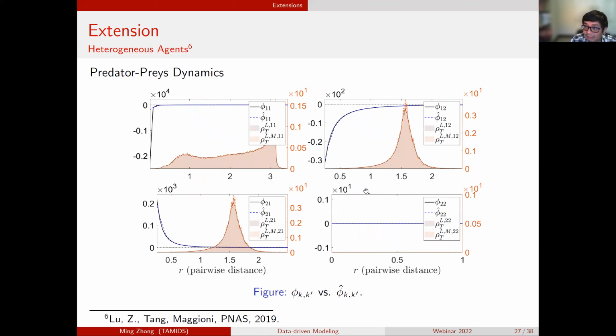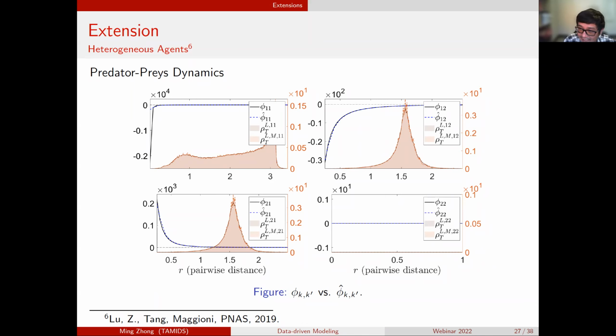Okay, and because we have two different types, we have a total of 2 squared different interaction laws to learn. So we have this prey-on-prey interaction, which is shown in the upper left corner, and the predator-on-prey interaction, which is shown in the upper right corner. And this is the prey-on-predator interaction, which is shown in the lower left corner. And then because we have one single predator, there's no predator-on-predator interaction data to learn, so we learn it as 0.